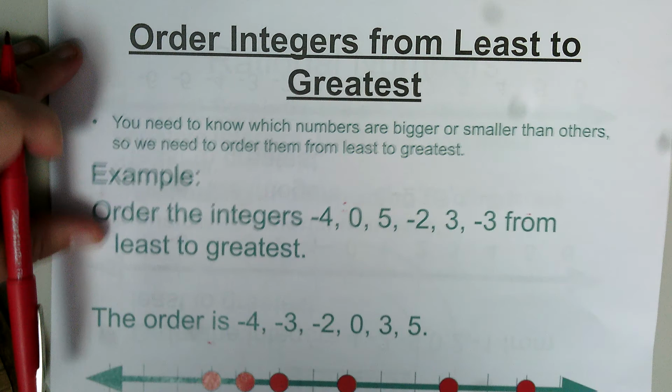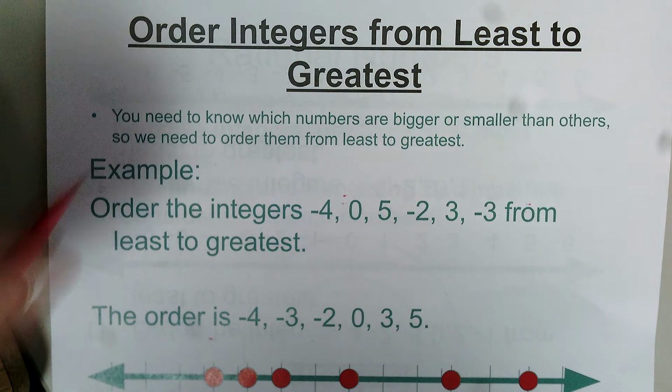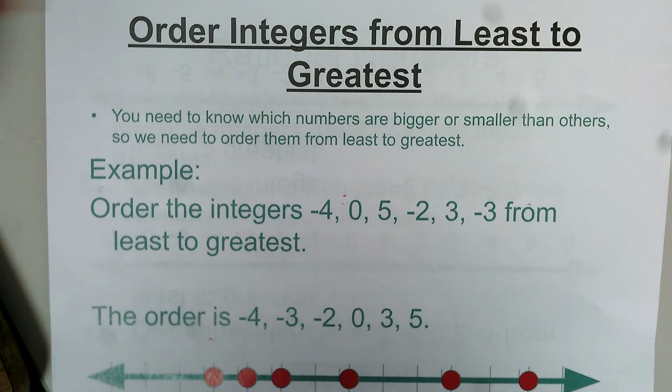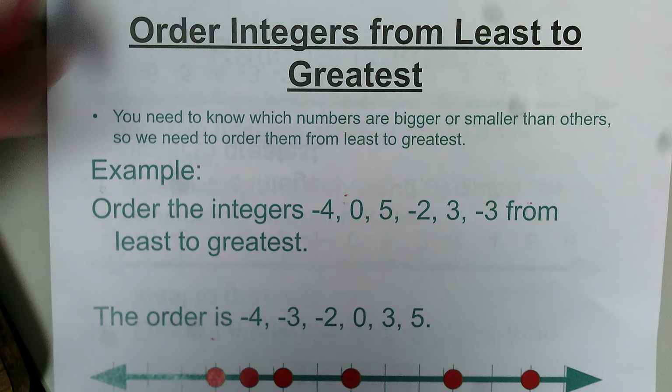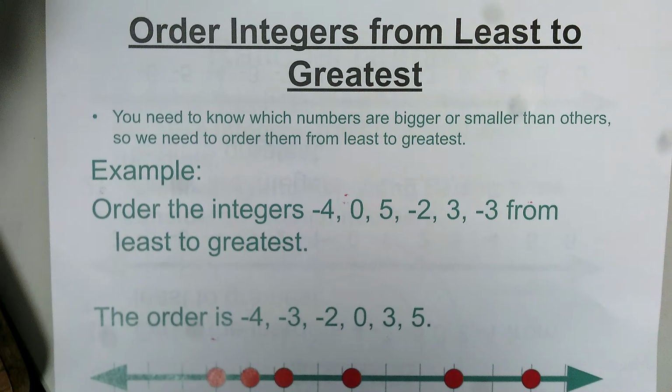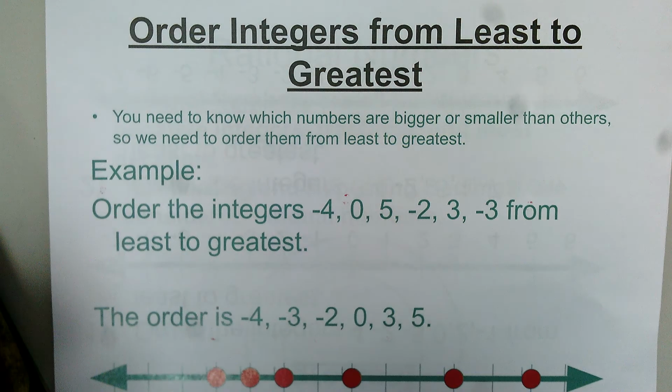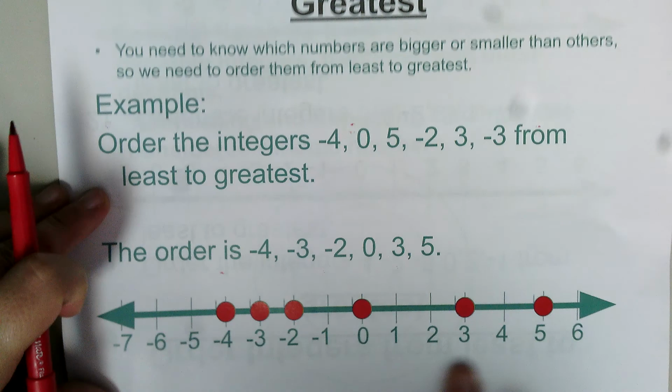All right, so now we're going to just talk very quickly about ordering these. If we're going to order integers from least to greatest, then we need to know what the least is and what the greatest is. So the best way to do that is to draw your number line.